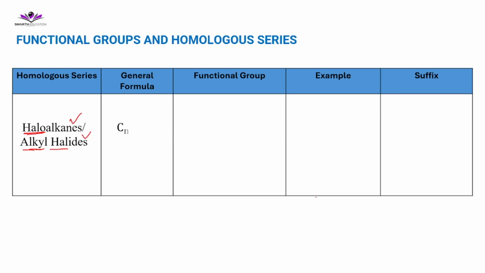Then the general formula is almost the same as that of alkanes, but one hydrogen is replaced by a halogen, right? And then this is the functional group, and the X there can be fluorine, can be chlorine, can be bromine, can be iodine. The X there can be any of these four halogens, right?